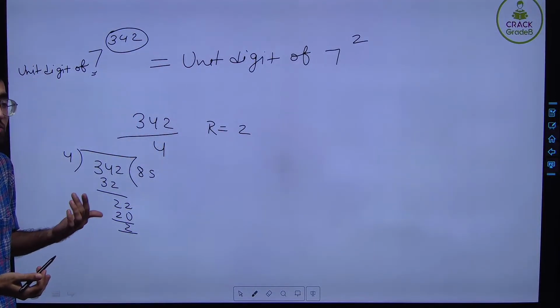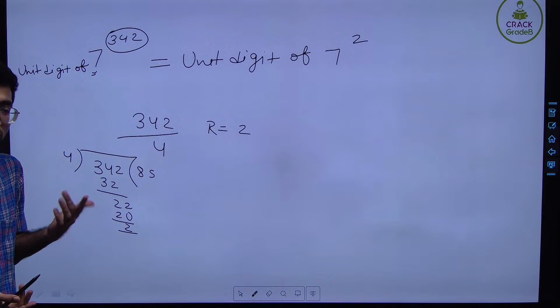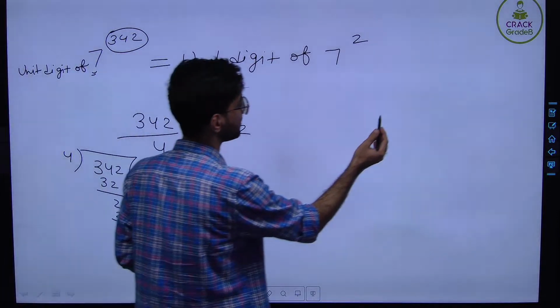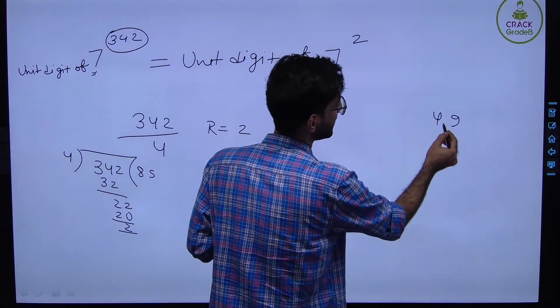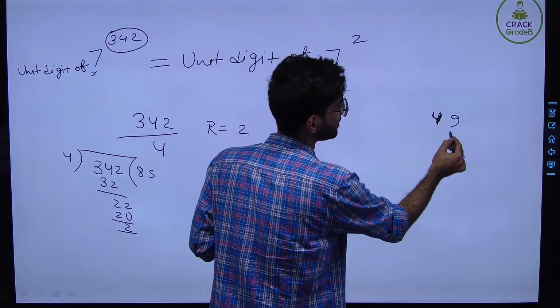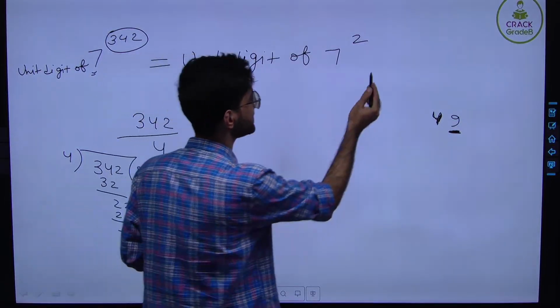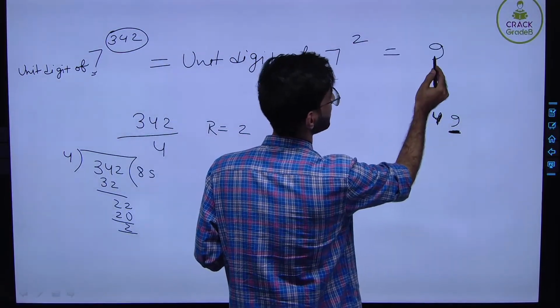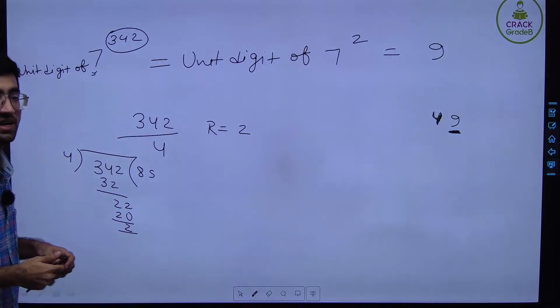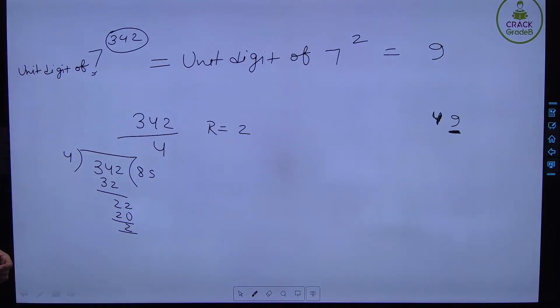So what is 7 to the power 2? 7 to the power 2 is 49, but we can only answer the unit digit. So what is the unit digit? The unit digit is 9. So again 9. What is the correct answer? 9 is the correct answer, right?